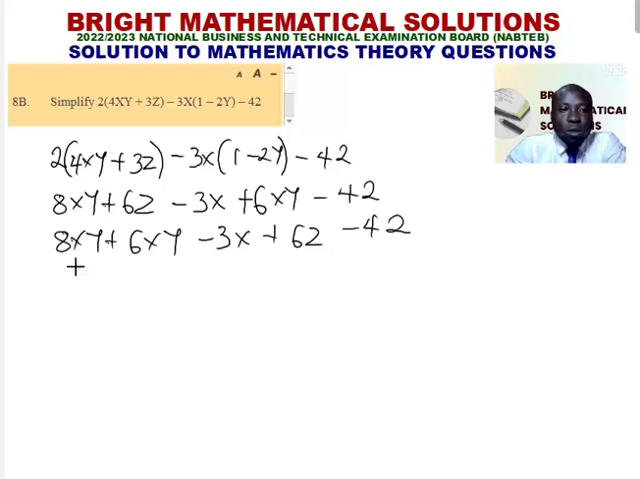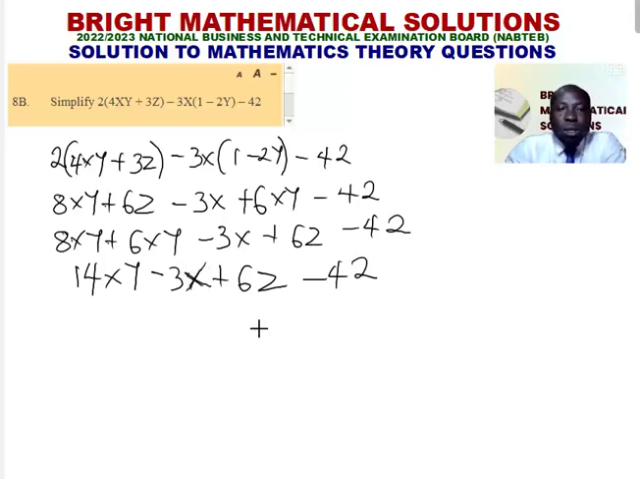So this gives us 14xy - 3x + 6z - 42. So there is nothing else to add and there is nothing else to subtract. So that is the answer to the question.